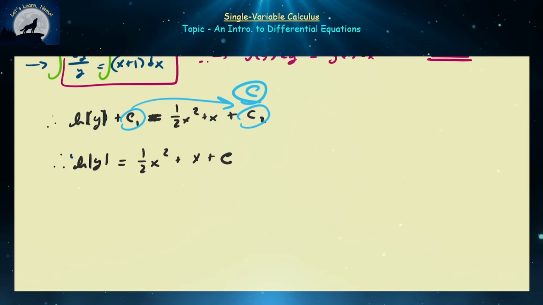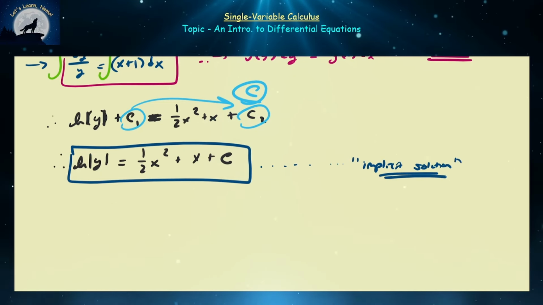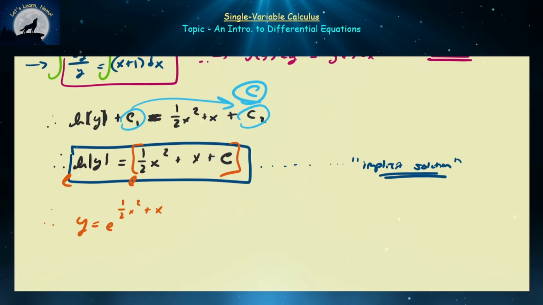Now, some people will leave the solution in this particular form because notice it does not have any derivatives in it, therefore it's not a differential equation. So some people will sometimes refer to this as an implicit solution to the differential equation, but a lot of people would like this solved in terms of y, but that's not always algebraically possible. But in this case, it is. So we can exponentiate both sides by e, and we're going to have y is equal to e to the power of 1 half x squared plus x plus c.